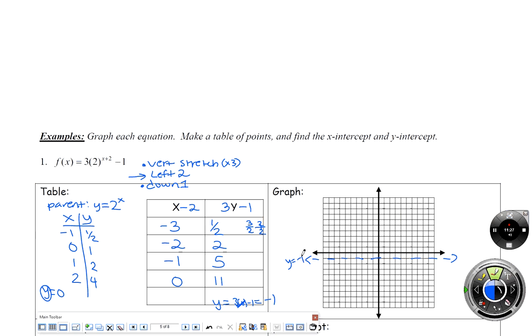And then if I plot these points, I should get something that looks like an exponential curve. So -3, 1/2, -2, 2, -1, 5, and then 0, 11 would be like somewhere up here. So the curve goes something like this.